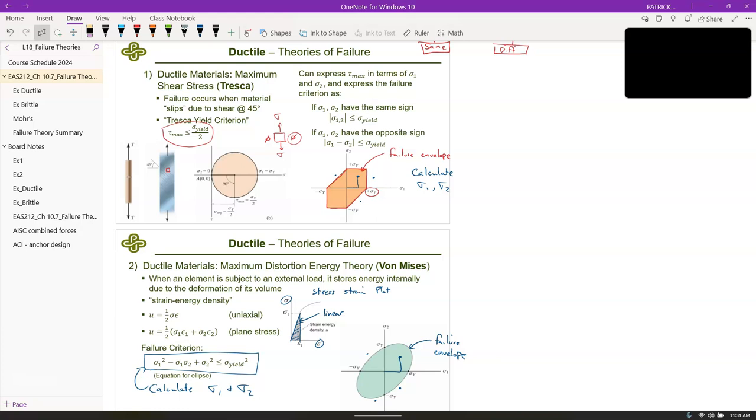Has anyone calculated sigma 1? How many people calculated sigma 1? Okay, 85, that sounds right. Sigma 2? I guess 45? Yep. Okay, so that was the critical first step.